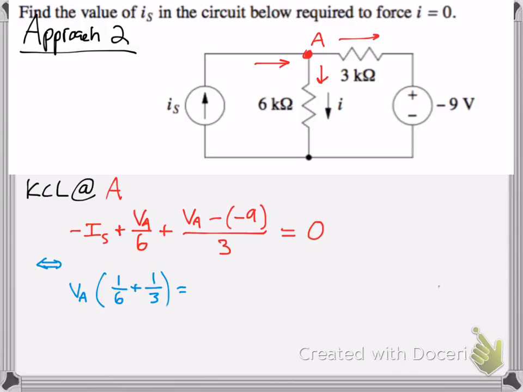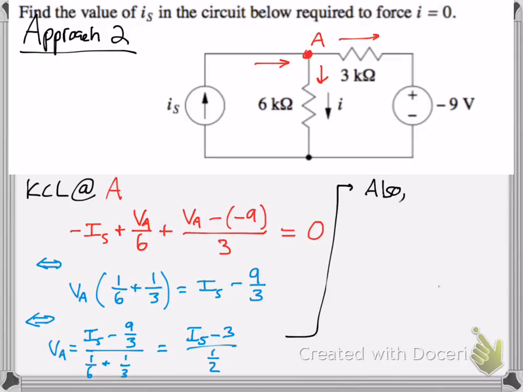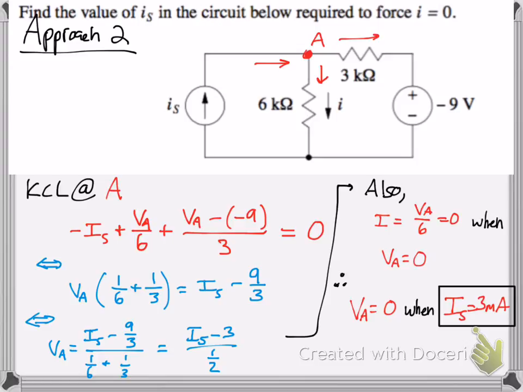Then you can simplify by pulling out a VA and getting the fractions, bringing IS to the other side, and the negative 9 over 3, which is simply 3. Then divide by the fractions and simplify, and you should also notice that I equal to VA over 6 must be 0, because we're saying this current has to be 0. If we're making that happen, we show mathematically that only happens when VA is 0. So therefore, VA has to be 0, and the current source has to be 3 milliamps.